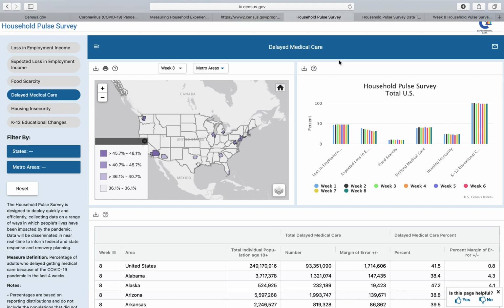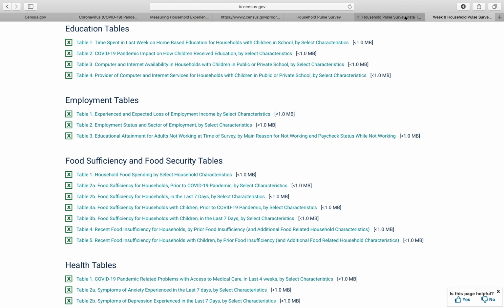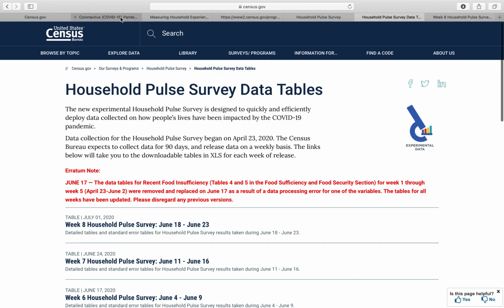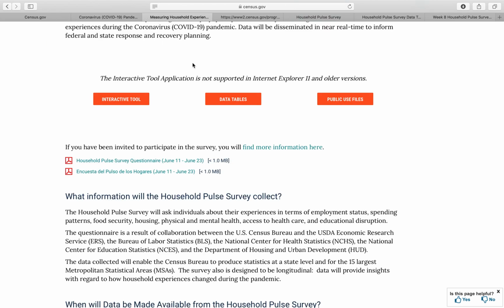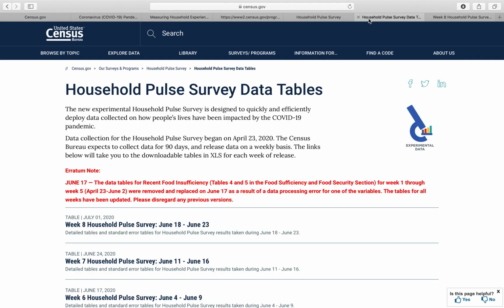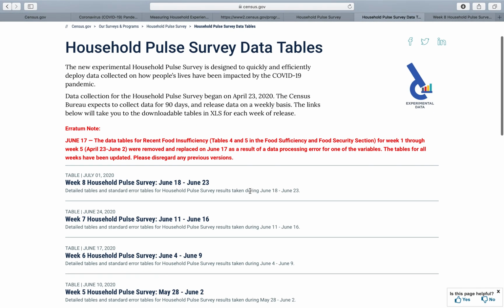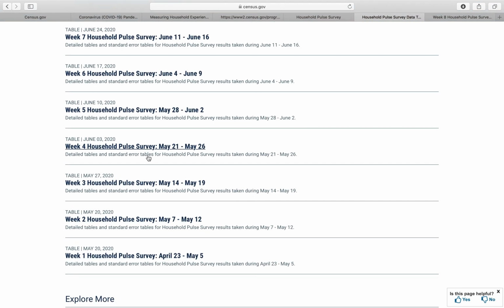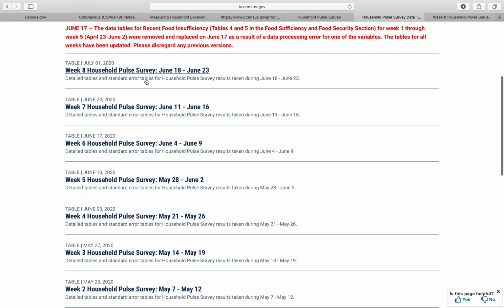So this is what you'd be playing around with, looking up statistics and choosing different types of issues to look at. Or you could look at the data. And the data themselves are a little bit scarier. For example, if you open up the data tables, it's going to take you to this screen that says, here are the different tables across the weeks, and you can decide, do you want to look early in the pandemic, or do you want to look at the most recent data?